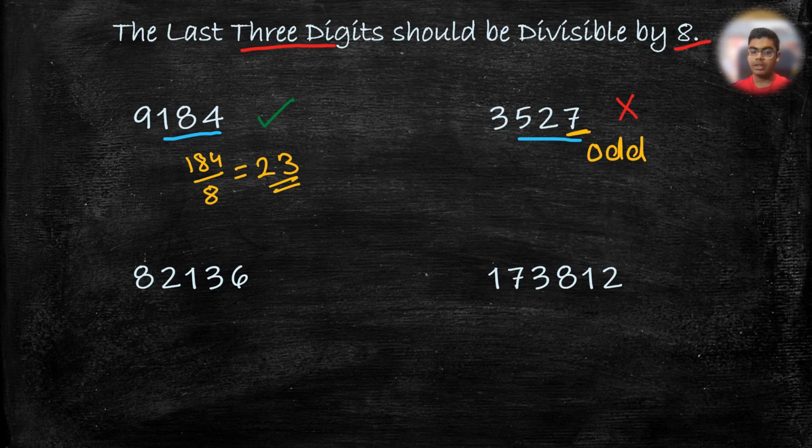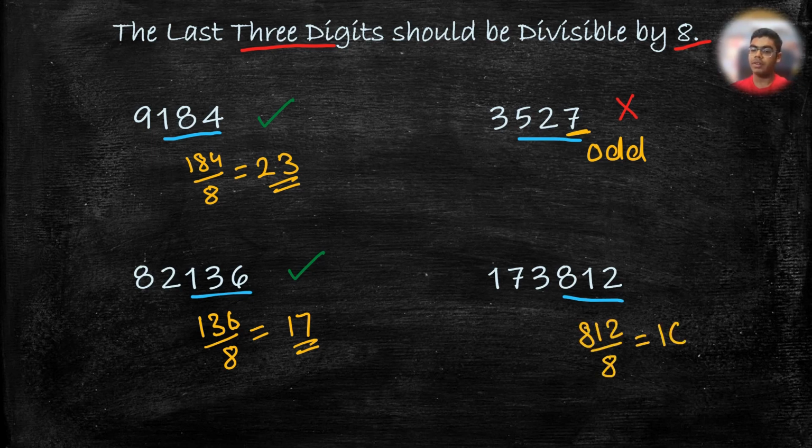Our next number is 82136, whose last three digits are 1, 3 and 6. 136 divided by 8 gives us 17. 17 is a whole number, so this number is divisible by 8. For a final example, our last three digits are 8, 1 and 2. 812 divided by 8 gives us 101.5, which is not a whole number. So this number is not divisible by 8.